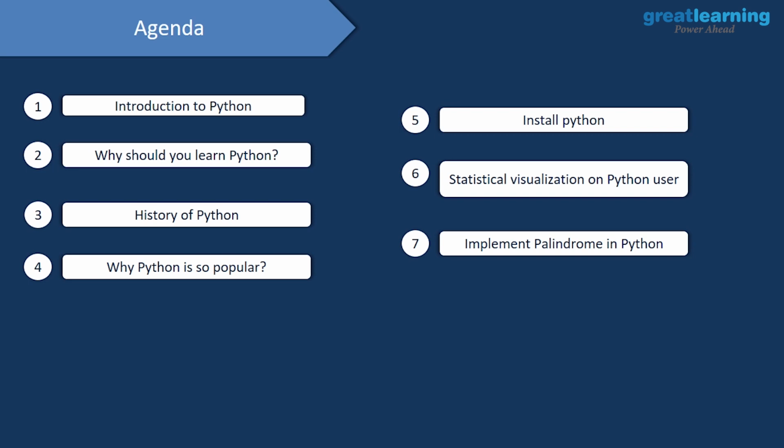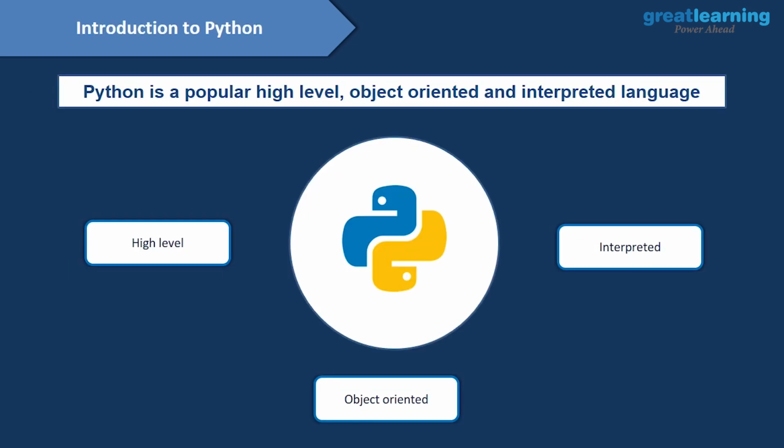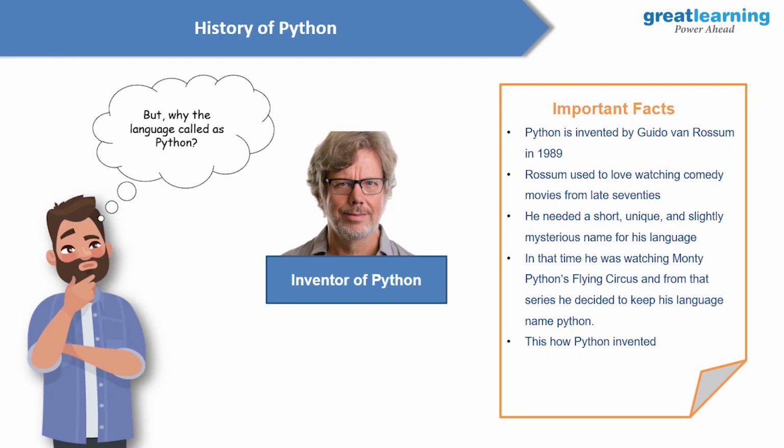So let's get started. What is Python? Python is a high-level, popular, object-oriented and interpreted language. When we say Python is a popular, high-level, object-oriented and interpreted language, that means Python is very easy to learn. And when we are talking about high level, you do not need to take care of the low level languages, right? If you know English, you can start writing your code in Python, right?